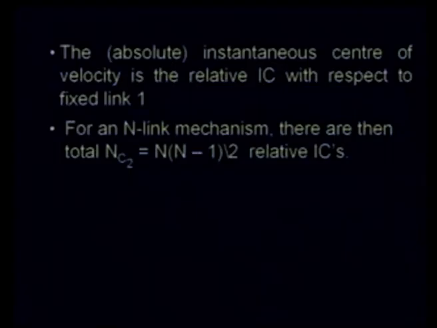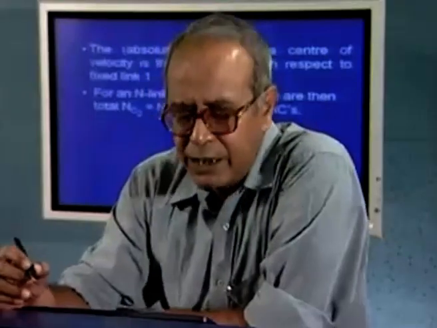So, if we have an n-link mechanism, then according to this kind of definition of relative ICs, we will have NC2, that is 2 links taken at a time. How many different combinations we can make, that is NC2 or n into n minus 1 by 2 relative ICs. So, for an n-link mechanism, we will have n into n minus 1 divided by 2 so many relative instantaneous centers. At this stage, let us discuss how, by looking at the interconnections between various rigid bodies in a mechanism, we can determine the relative instantaneous centers.